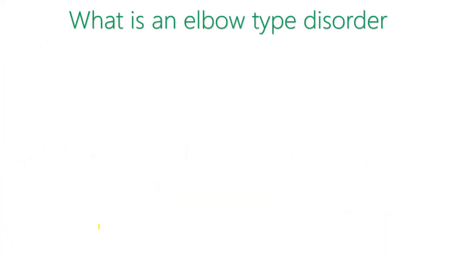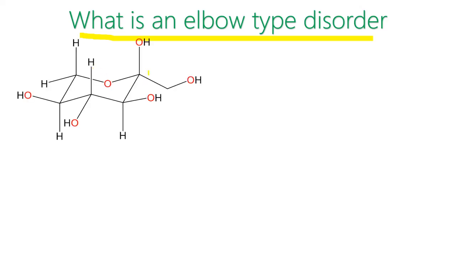But before going to the refinement part, let us discuss a little about the elbow type disorder. An elbow type disorder commonly occurs in an alkyl chain, but sometimes it may occur in similar groups also, for example a CH2OH group. This is the sorbose molecule. If you look at this carbon atom, it has an OH group on the axial position and a CH2OH group present on the equatorial position.